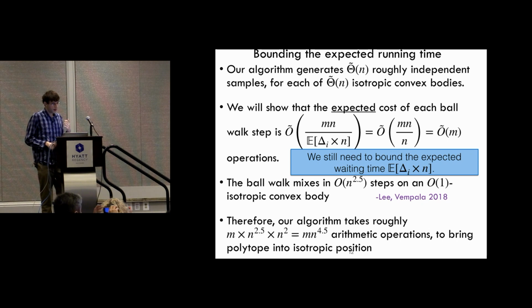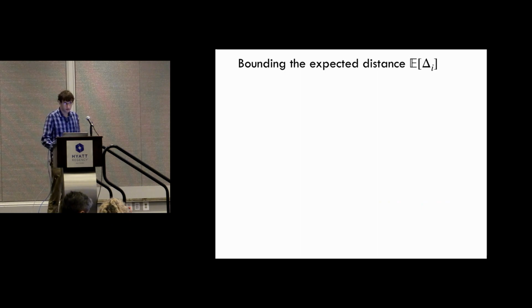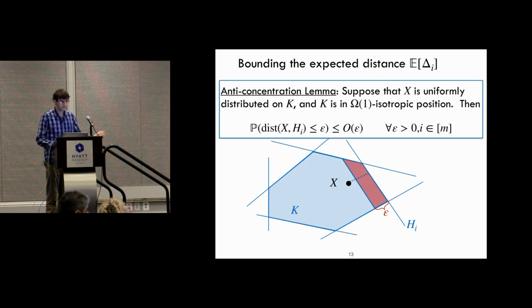Okay, so we still need to do one more thing. In order to bound this expected cost of each ball walk step, we need to bound the expected waiting time, which is this distance delta I we compute to each hyperplane times n. So this is the expected waiting time until we compute the hyperplane distance again.